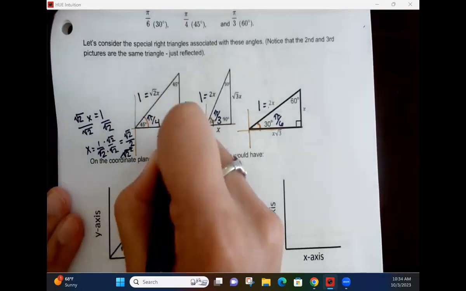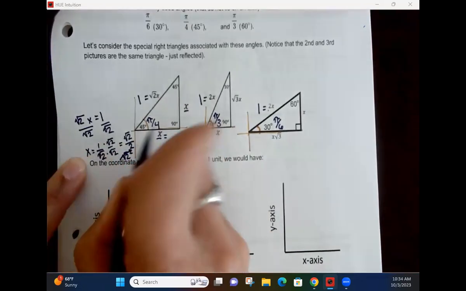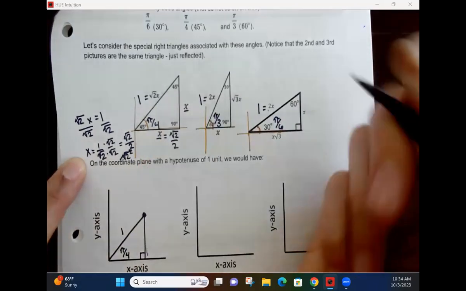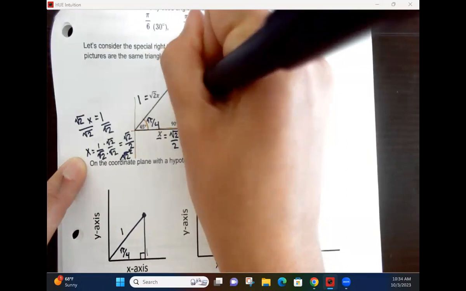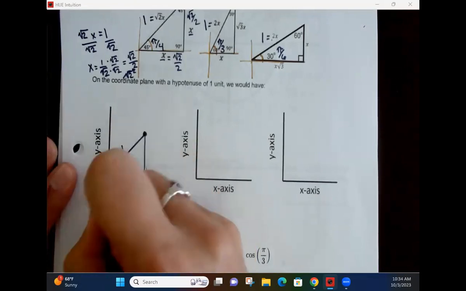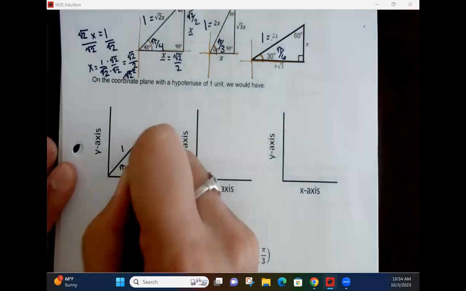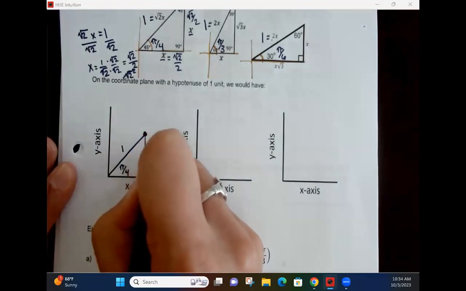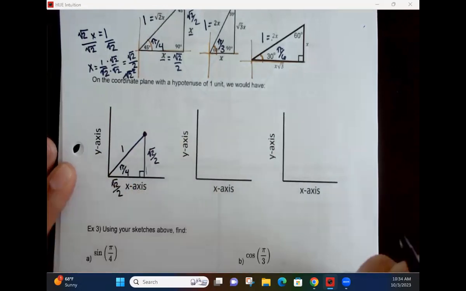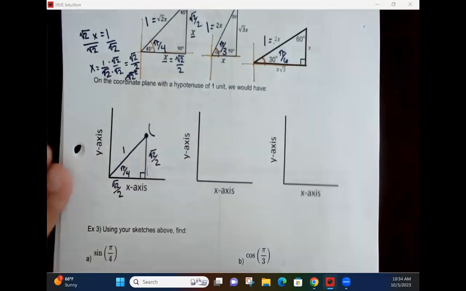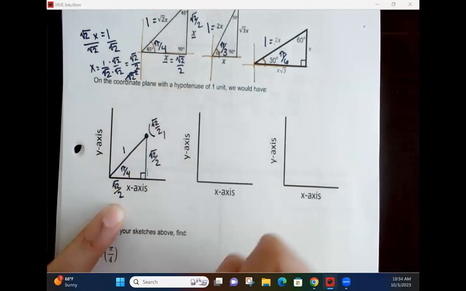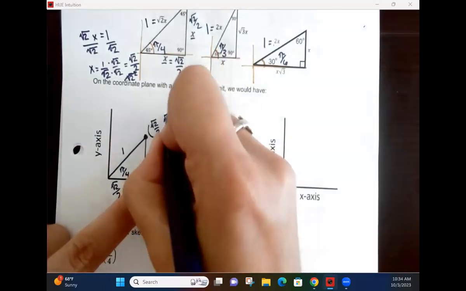So that means that this side, x, would be root 2 over 2. And in a 45, 45, 90, the sides are the same. So this side is also root 2 over 2. So down here, where my hypotenuse is 1, this side of our triangle would be root 2 over 2. This side of our triangle is also root 2 over 2. So this coordinate would be the x amount, root 2 over 2, comma, the y amount, also root 2 over 2.